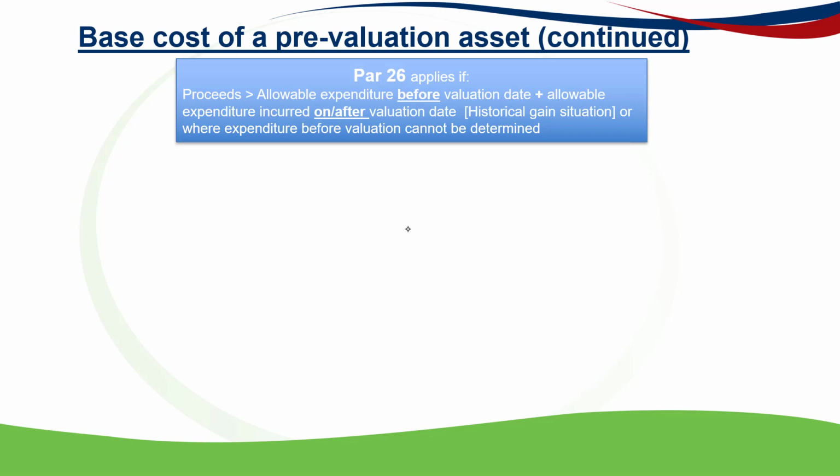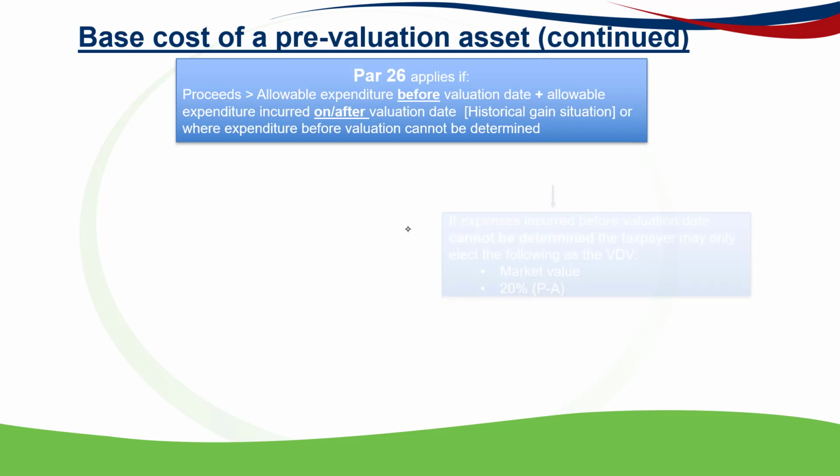This is a scenario that we refer to as the historical gain situation. And that is where paragraph 26 applies. Or where the taxpayer cannot determine the expenditure incurred before valuation date, then they will also apply paragraph 26 to determine their valuation date value.